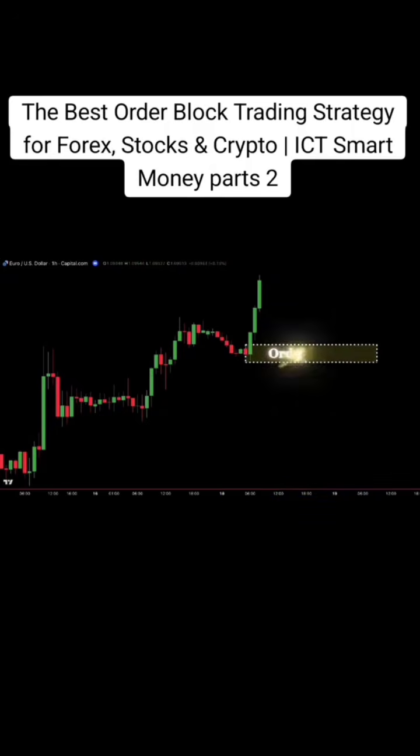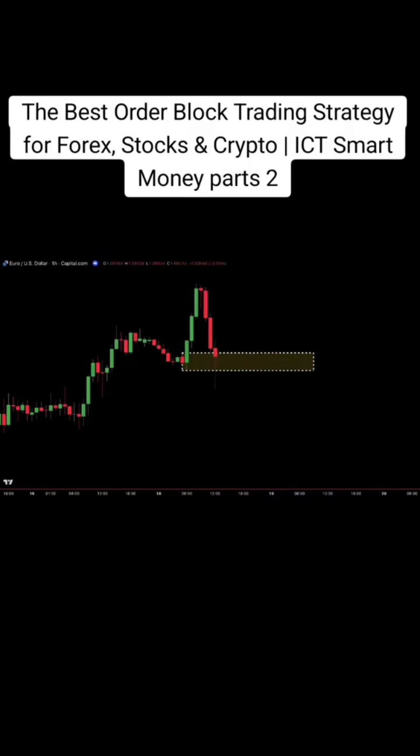Then we spot a bullish order block. It's the last bearish candle before a strong bullish move created an imbalance. So we mark this candle as our order block zone. Next, price pulls back into this order block. Inside the zone, we get a bullish pin bar candlestick, which acts as our confirmation signal that buyers are stepping back in.